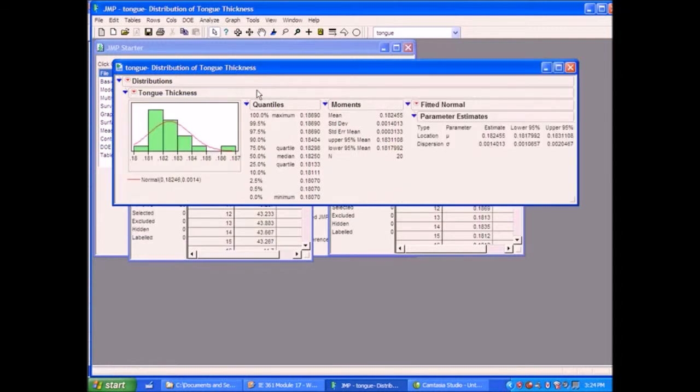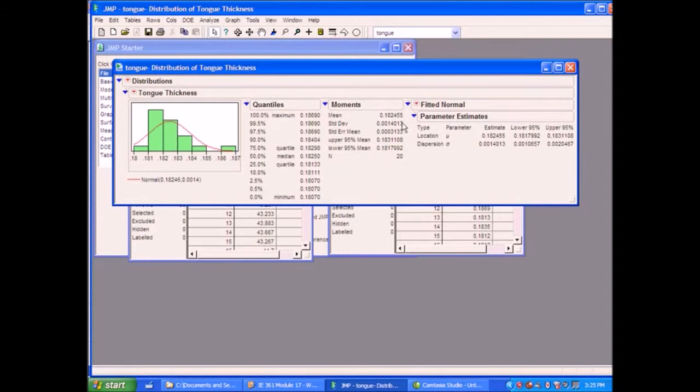Now what that's produced is, for one thing, a normal probability density that has been superimposed on this histogram. It's a normal probability density with mean 0.18246 and a standard deviation of 0.0014. So I can already get some sense as to how this normal curve is describing this histogram, and the fit is not great.